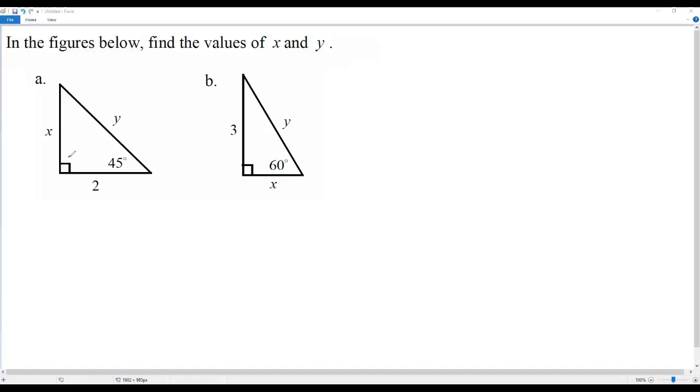It is a right triangle because we have a right angle over here and it measures 90 degrees. And the angle measured over here is given, that is 45 degrees. What must be the angle measured over here? It has to be 45 degrees.